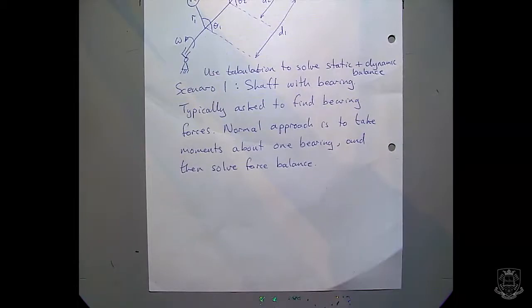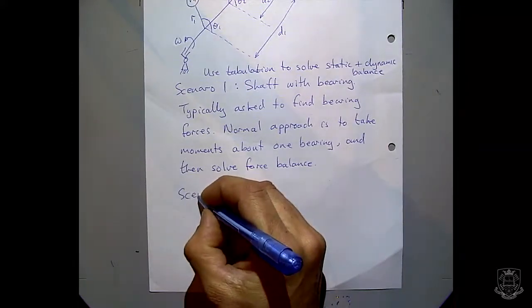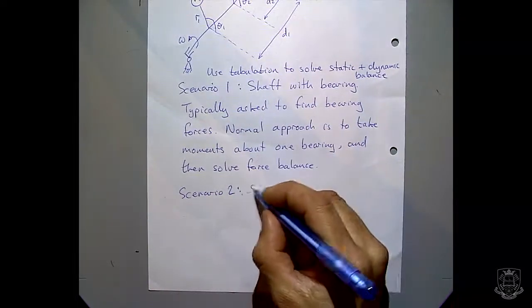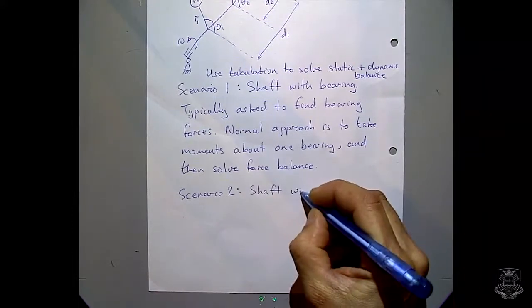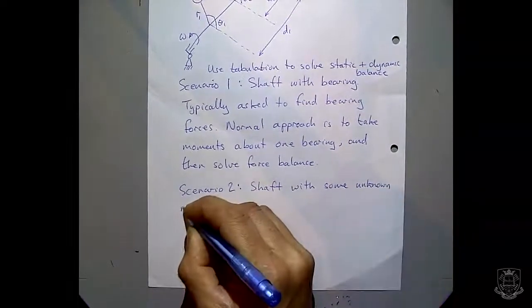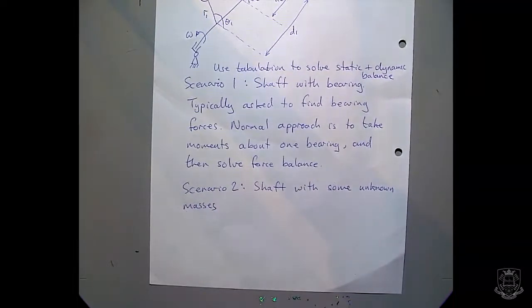So, second scenario that you can come across is scenario 2. A shaft with some unknown masses. Okay, so quite often you're given a reduced set of information. If you look in some of the past papers, sometimes it gives you a table for the tabulation, and it just fills in some of the quantities, and there's lots of blanks, so you have to work out what the other things are.